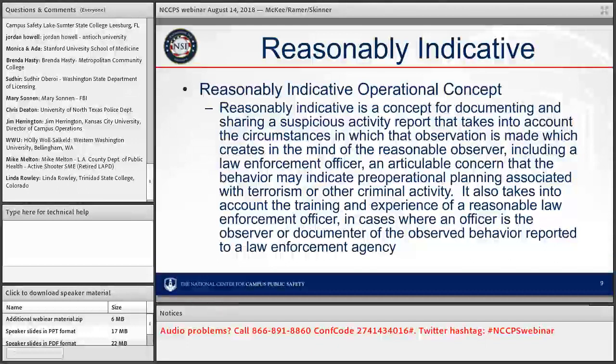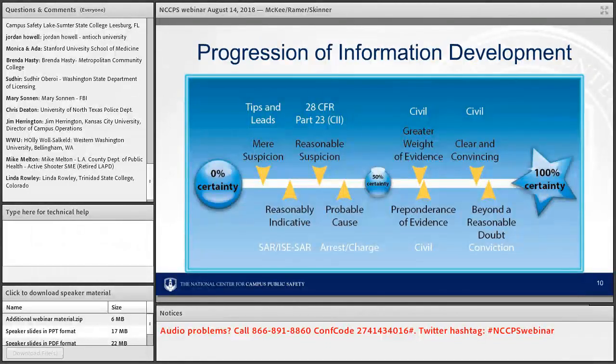It can't be mere suspicion. It can't be like a gut hunch or something like that. It has to be something you can articulate, but if a reasonable person believes it may be pre-operational planning related to terrorism based on some, again, articulable concern, then it meets the standard for sharing that information.